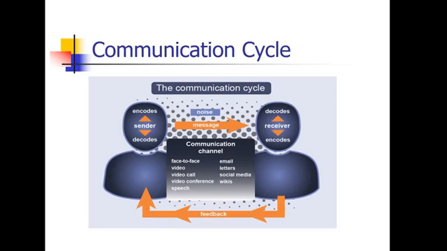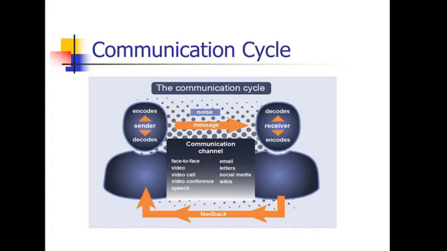What is the communication cycle? The communication cycle is the process by which one can transfer information to another. In the communication cycle, there are 7 main elements. First one is the sender. Second one is the message. Third one is the encoding. Fourth one is the communication channel. Fifth one is the receiver. Sixth one is the decoding. And seventh one is the feedback.